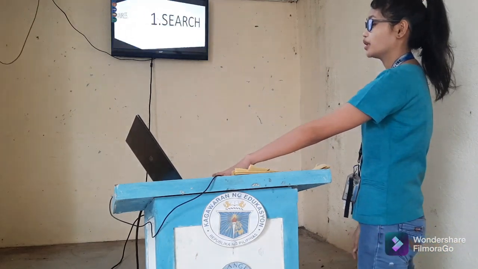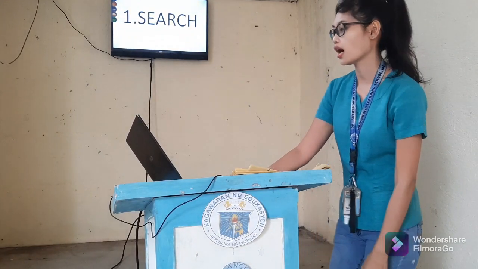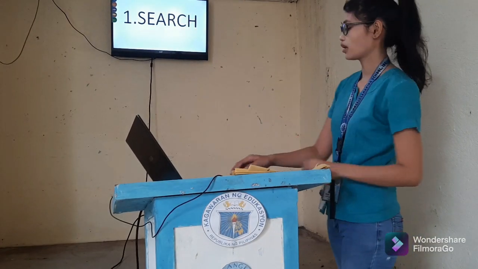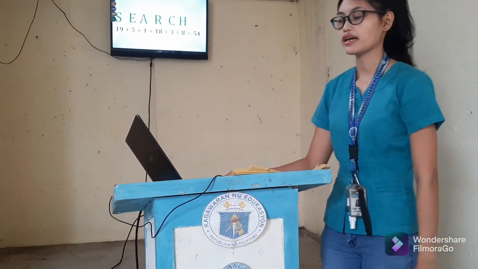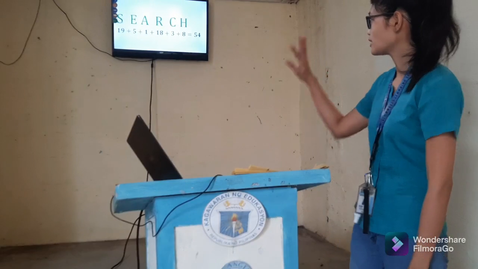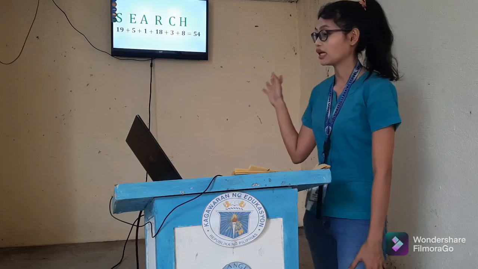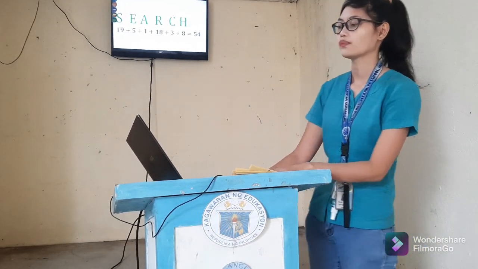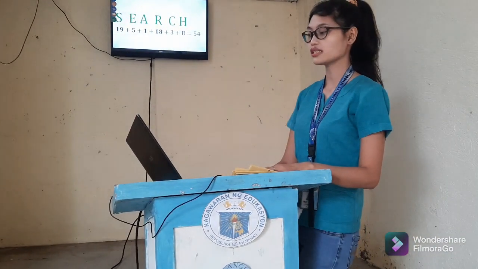Okay, so let's proceed to our example number 1. So number 1 is the word search. So the word search is composed of the letters S, E, A, R, C, H. So what are the numerical values of each letter respectively? So 19 plus 5 plus 1 plus 18 for the R plus 3 for the C plus H or plus 8. So once you get all the numerical values of each letter, you need to add it all. So the equivalent value of the word search is 54. So did you get it, class?